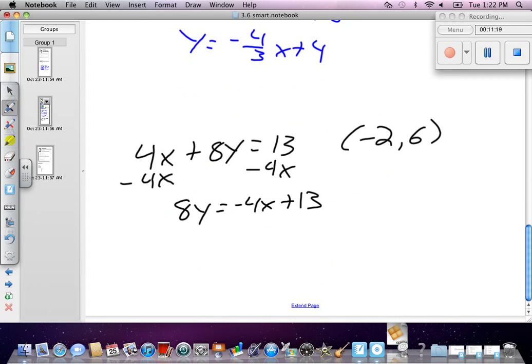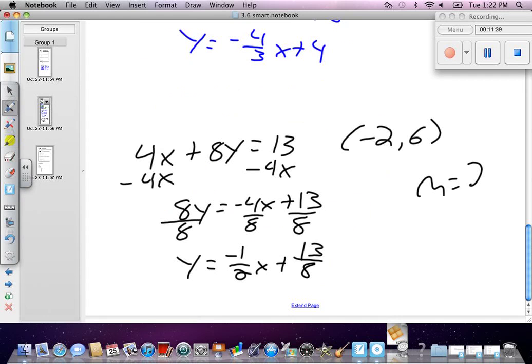Then what? How do I get y by itself? Divide by 8. 4 over 8 is the same thing as 1 over 2, and we'll just leave it as 13/8 because we don't care. So what is the opposite reciprocal of negative 1/2? Just 2. So we have x1, y1, and we say y minus y1, which is 6, equals the slope times x minus x1, which is negative 2. Two negatives make a positive.